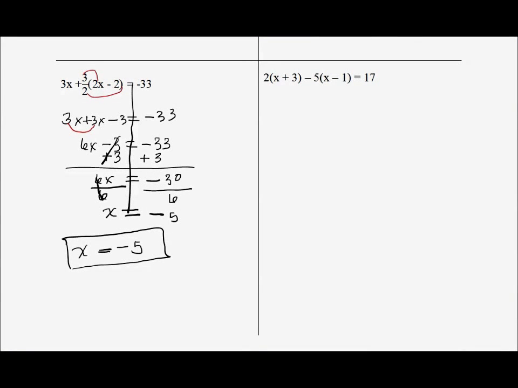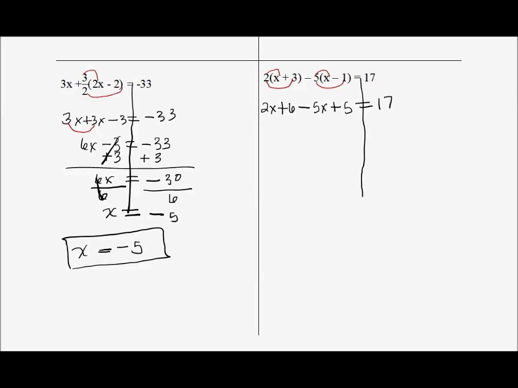On my next problem, I see that I have to distribute. So let me go ahead and draw my line down, dividing it into two separate sections. I'll distribute the 2 times the x and the 2 times the 3, and then -5 times x and -5 times the -1. So when I do that, I'm left with 2 times x is 2x, 2 times 3 is 6, -5 times x is -5x, and -5 times the -1 is a +5, and it equals 17.